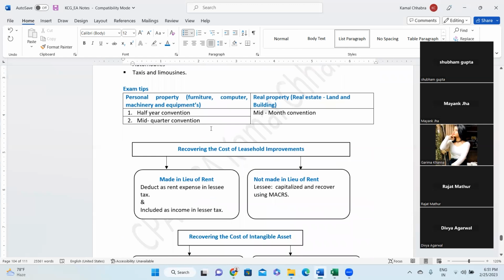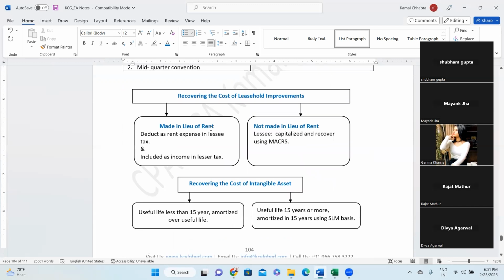So exam tips. For personal property like furniture, computer, machinery, automobile, equipment, you'll be using either the half-year convention or the mid-quarter convention. But for real property, always use the mid-month convention, which we have studied in the morning.